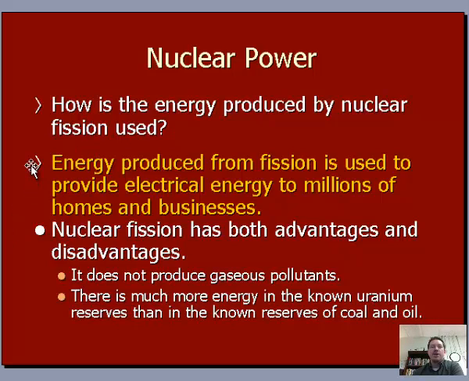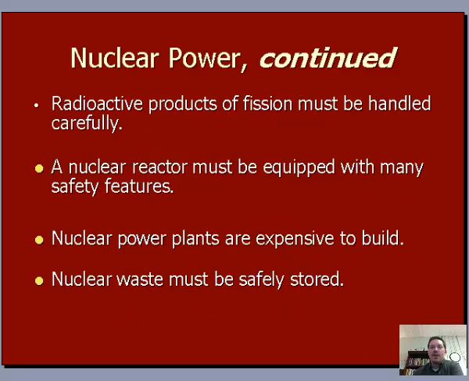The other question: how is the energy produced by nuclear fission used? Energy produced from fission is used to provide electrical energy to millions of homes and businesses. Nuclear fission has both advantages and disadvantages. It does not produce gaseous pollutants, so that would be an advantage. There's much more energy in known uranium reserves than known reserves of coal and oil, so that's an advantage as well. Radioactive products of fission must be handled carefully, so a disadvantage. Nuclear reactors must be equipped with many safety features. I guess just a precaution.